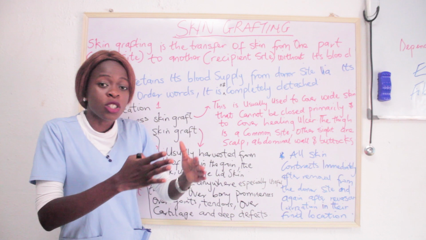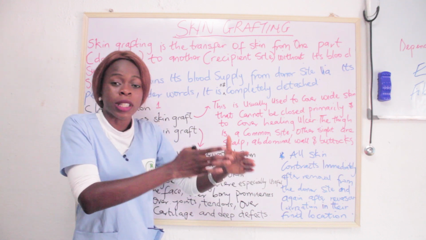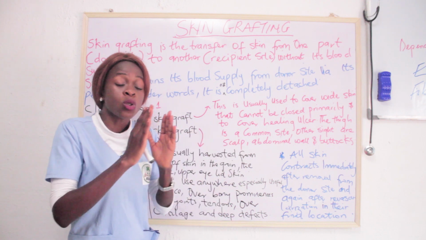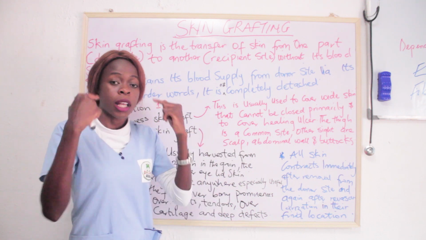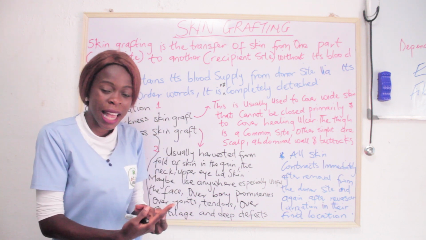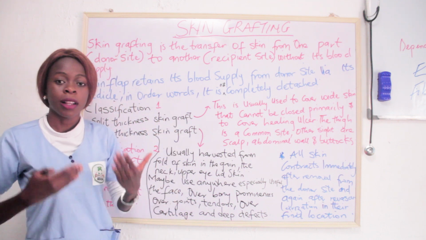So that is one thing about the split or partial thickness skin graft. You can use it to cover anywhere except what? The face, bony prominences, where your tendons are. You can't use it to cover them.